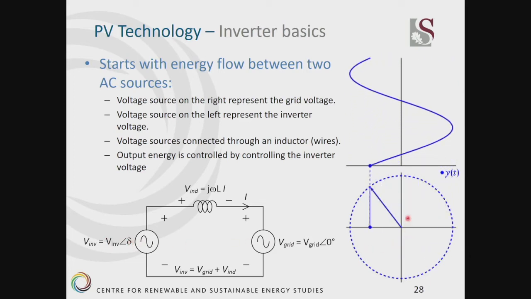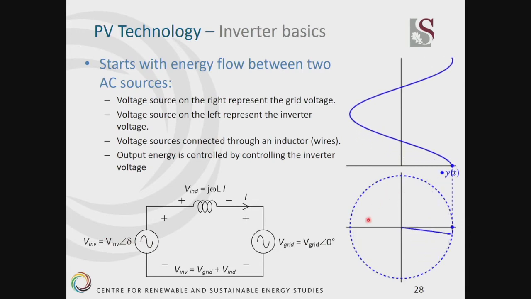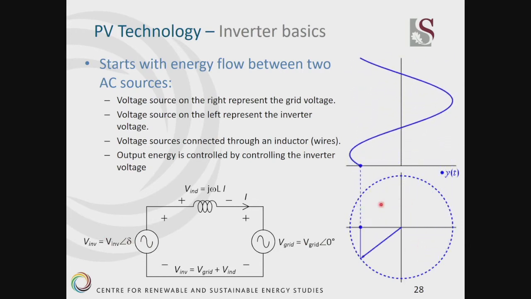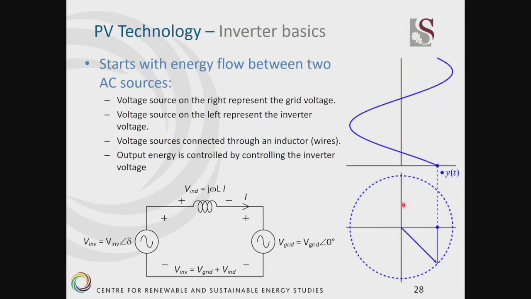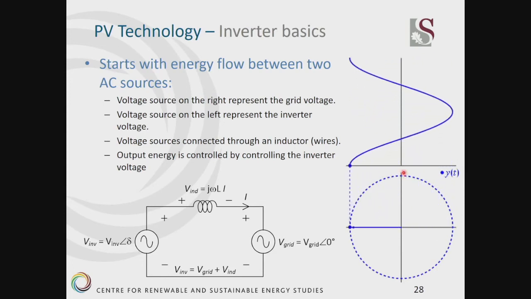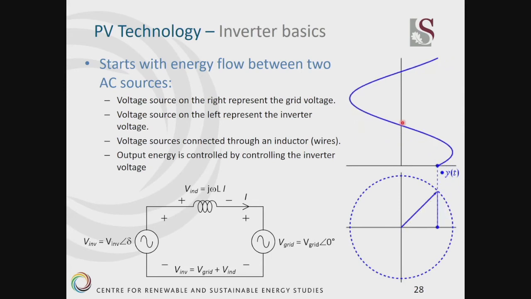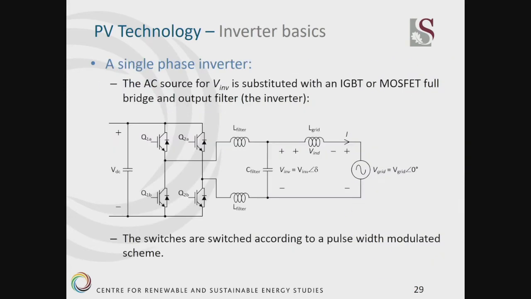Now on the right we see a vector moving around, and the engineers in the room will recognize this. For those others, you can look at the top one, because the voltage or the current vectors translates into a sinusoidal AC waveform. The AC source for an inverter is then substituted with an IGBT or MOSFET to create a full bridge inverter, and then we also use an output filter to filter the output. And you'll see now why we need the filters.